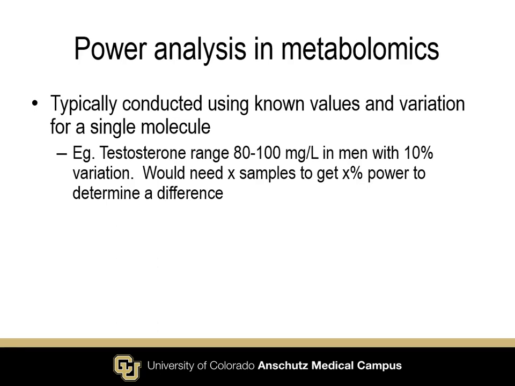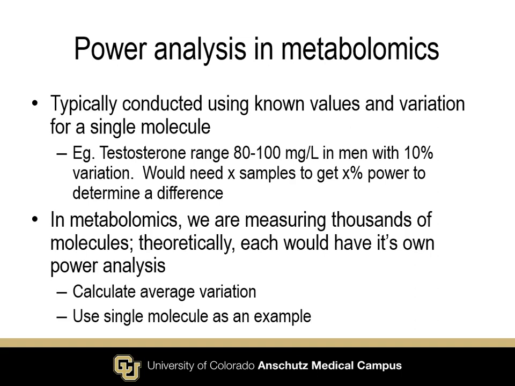It's typically conducted using known values and variation for a single molecule. So, for example, let's say we have a certain disease, and we know that testosterone may be a player in this. And we know that it ranges from 80 to 100 milligrams per liter in men with a 10% variation. We have to figure out how many samples we need to get a certain percent of power to determine that difference. But the issue with metabolomics is that we're measuring thousands of molecules. So how do we get that type of power?